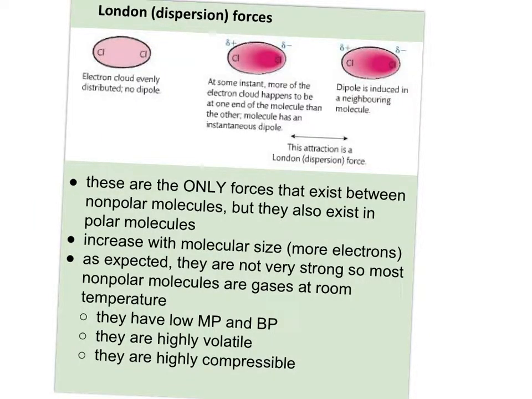Here's an example, perhaps a little better illustrated than what I just showed you. Your electron cloud typically is evenly distributed. At some instant, more of the electron cloud happens to be at one end and sets up a negative charge on that end, which then induces a positive charge on the neighboring molecule. And then the attraction between those resulting dipoles is called the dispersion force.